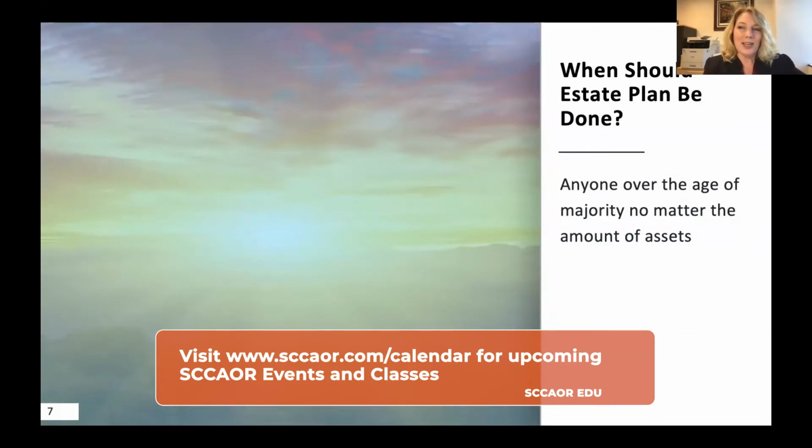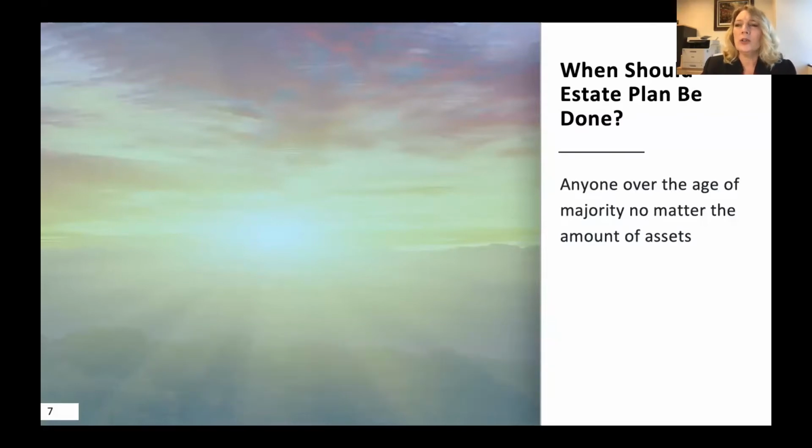When should an estate plan be done? We get that question a lot. And there are some people that say, oh, it's only worth it if you have real property. I disagree with that. Anybody over the age of majority should have an estate plan, no matter the amount of assets. And the reason I believe that is because if you don't have anything, the state of California, if you die at 25, will determine where your things go.